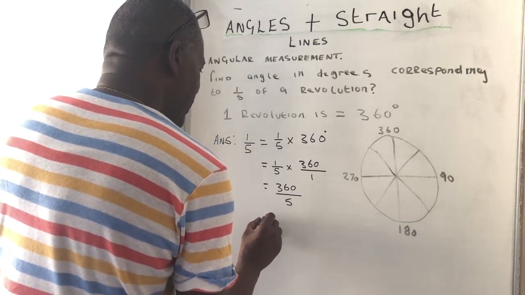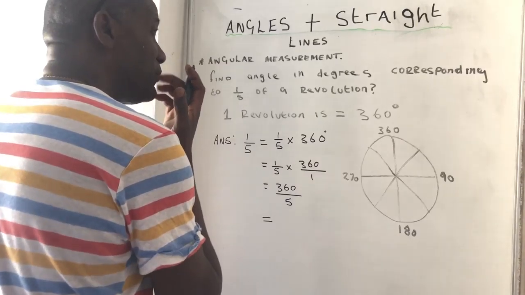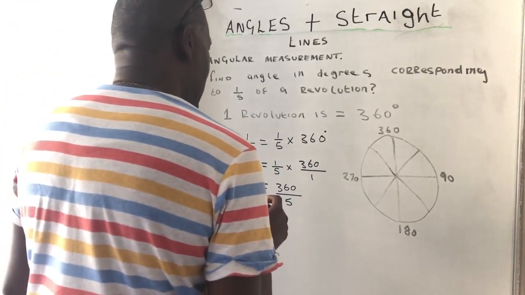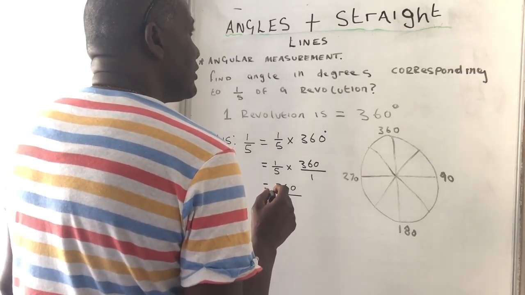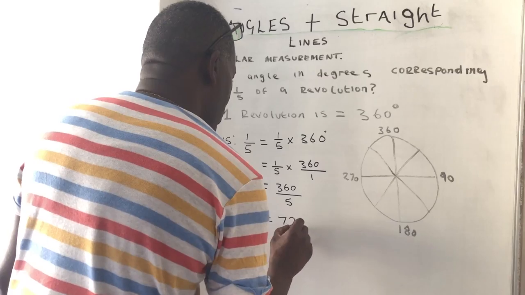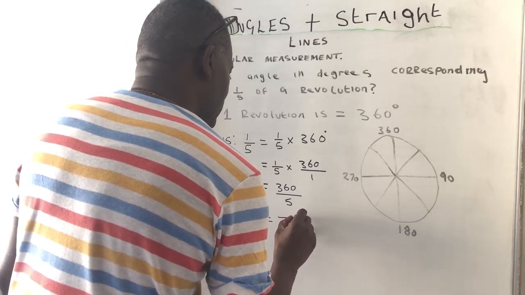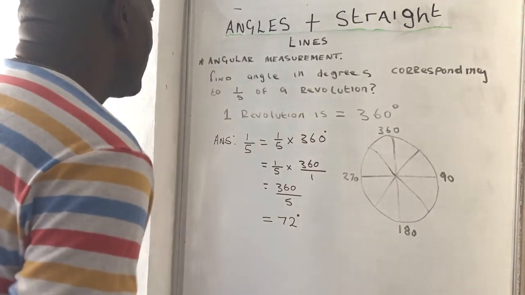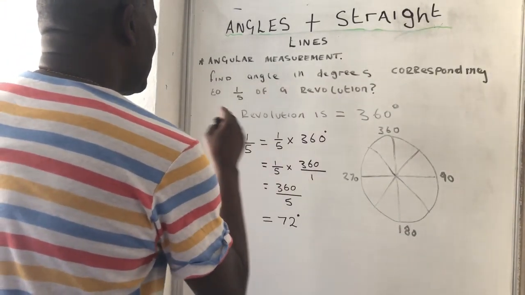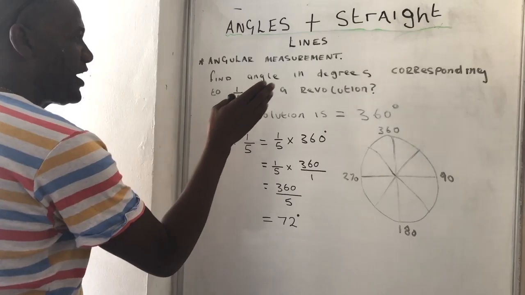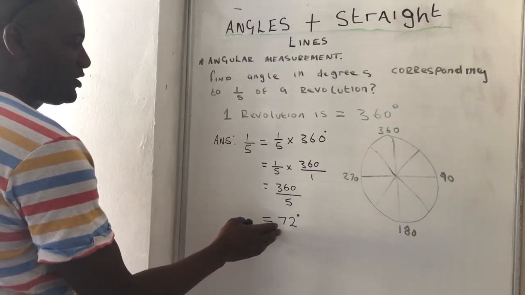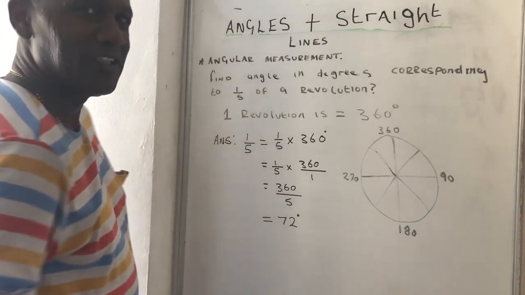And then how many 5s go into 360? And your answer is 72. And then you would just put your degree there. So, the answer to this question, find angle in degrees corresponding to 1/5 of a revolution, your answer would be 72 degrees. Thank you.